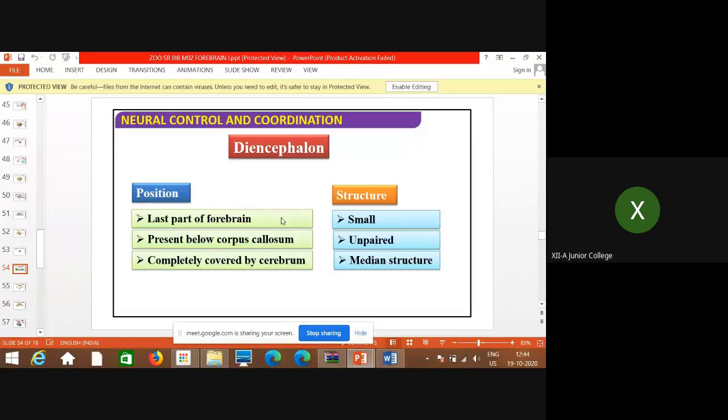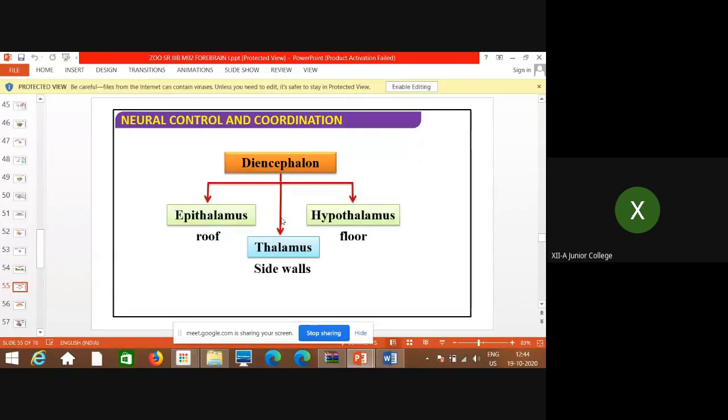It's very small in structure, it is unpaired, and it is considered to be the median structure, the middle part. Again, this diencephalon, di means two. I'll tell you how it is two in the next part. The diencephalon is divided again into three parts. Epi means above, hypo means below, and the middle one is the thalamus, which is considered to be the side walls.